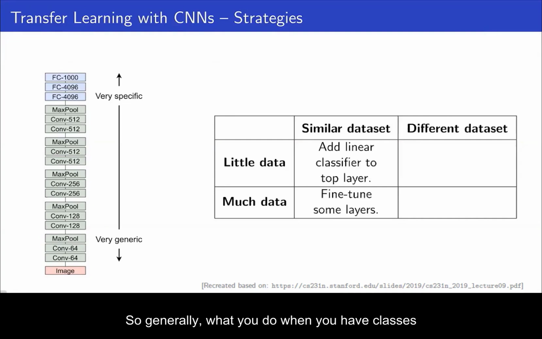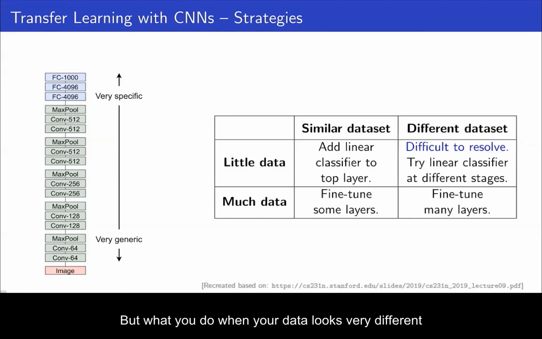So generally, what you do when you have classes in your data set that are similar to the classes in the large data set that you first pre-trained on, then you just train a linear classifier on the last fully connected layer while keeping all other layers fixed, pre-trained on the large data set or the ImageNet data set. Now, if you have more data to train with, then you can fine tune a few more layers, lowering the learning rate on those layers.